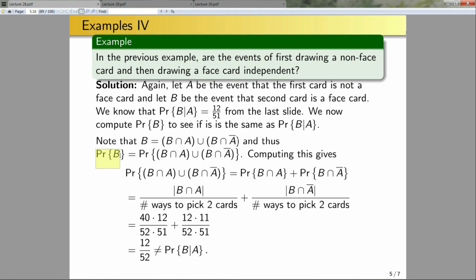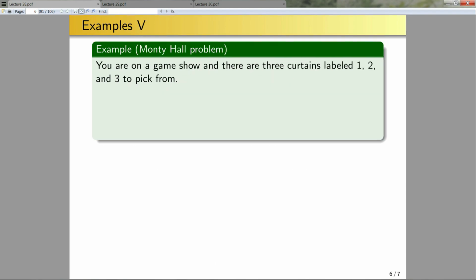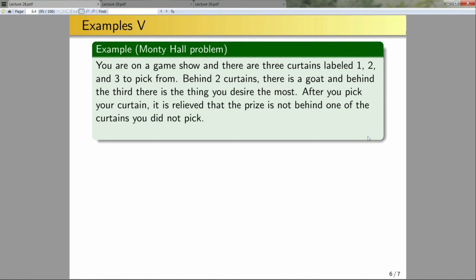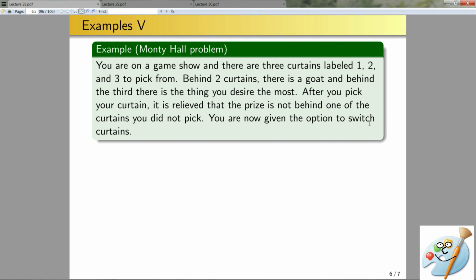Okay, so let's now examine a new example, the Monty Hall problem. So here I'm just going to state the problem here, and I'm going to answer it in Mr. Paint. So you're on a game show, and there's 3 curtains labeled 1, 2, and 3. So you get to pick one of these curtains. Behind 2 curtains, there is a goat, and behind the third, there is the thing you desire most. Now, after you pick your curtain, so after you say, this is my curtain, it is revealed that the prize is not behind one of the curtains that you did not pick. And now you're also given the option to switch curtains. So you can change from the curtain that you picked to the remaining curtain. So the question is, should you do this switch?